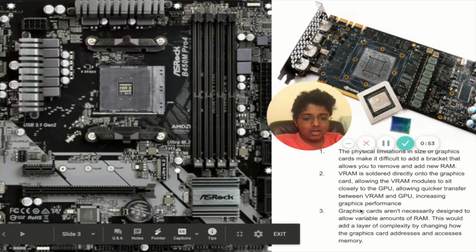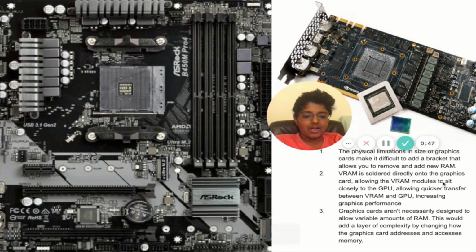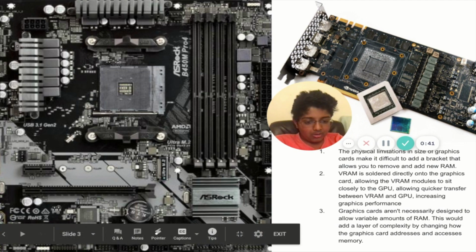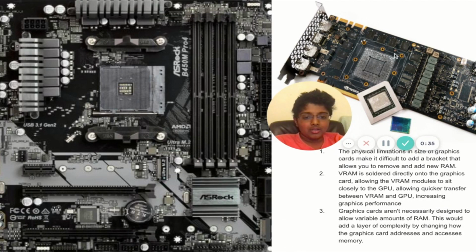The third reason is graphics cards aren't necessarily designed to allow variable amounts of RAM. This would add a layer of complexity by changing how the graphics card addresses and accesses the memory. Basically, like I said, it would just cause more problems. Because, for example, with the bionic arm, since there's going to be a translator in the middle, this is going to cause difficulties for it to communicate properly. It may malfunction, it may not work sometimes. That's not a good idea.